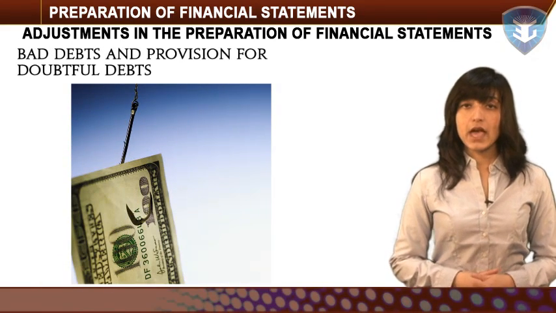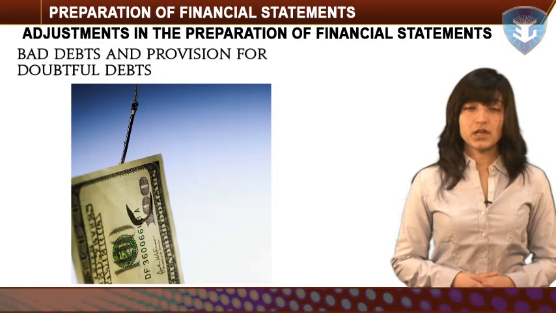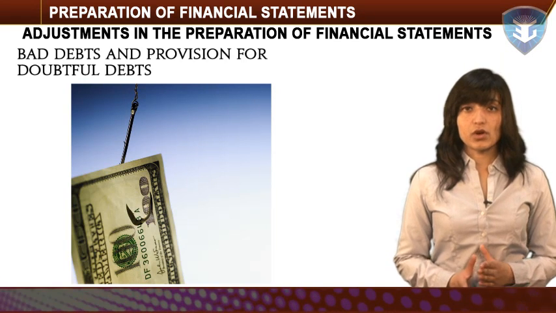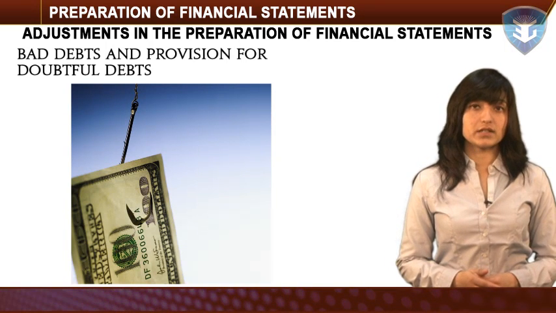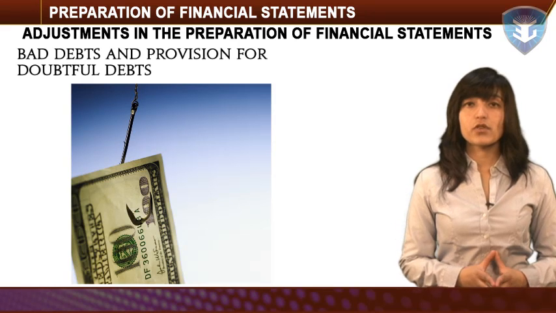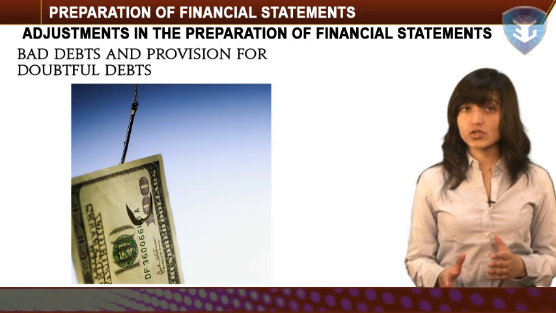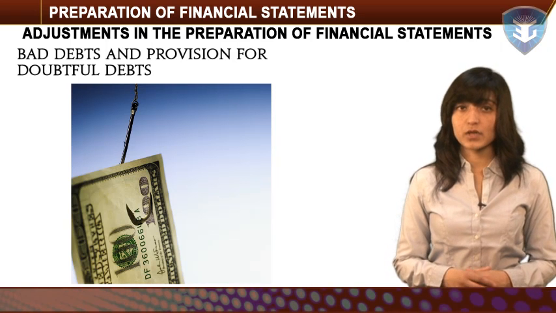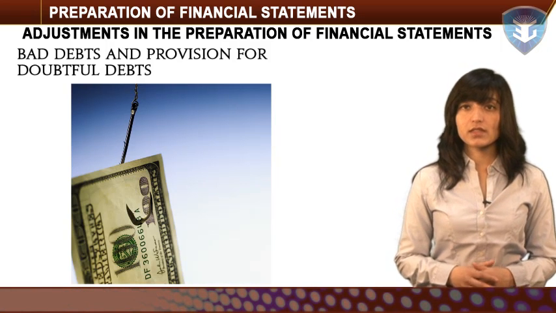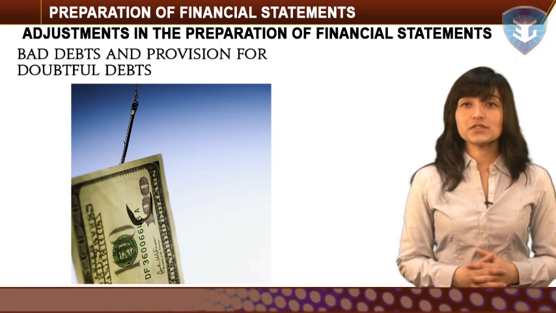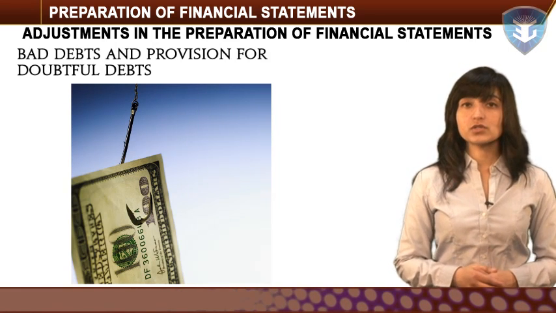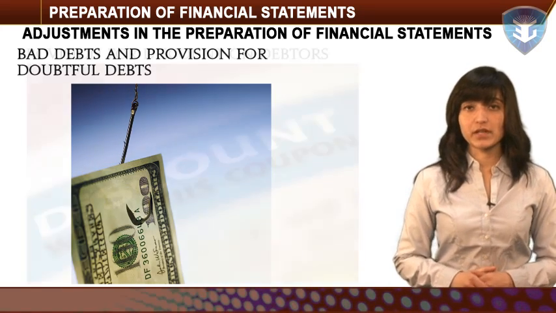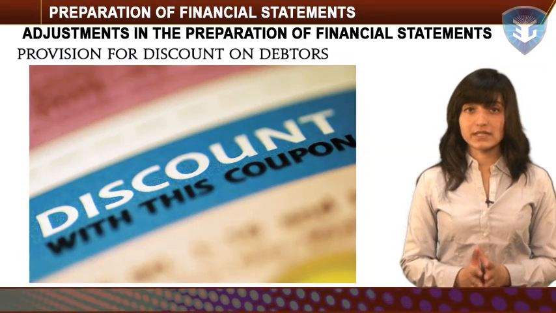Bad debts and provision for doubtful debts. Sometimes there is a possibility that the full amount of the sales revenue may not be realized due to the occurrence of bad debts. The objective of making a bad debts provision is to bring down the balance of debtors to its true position so that the balance sheet may not exhibit debtors at more than their actual value. It is quite difficult to determine the accurate amount of the bad debts and thus a reasonable estimate for such loss should be made.